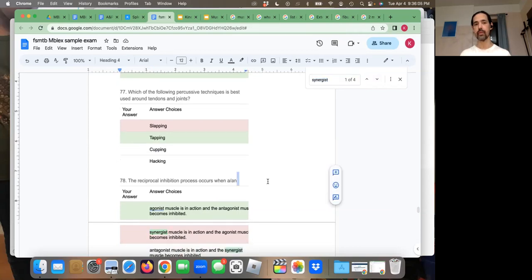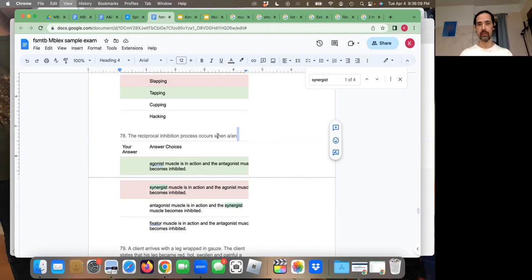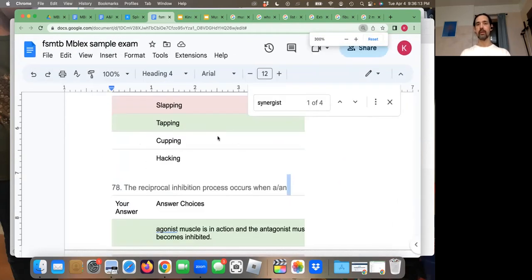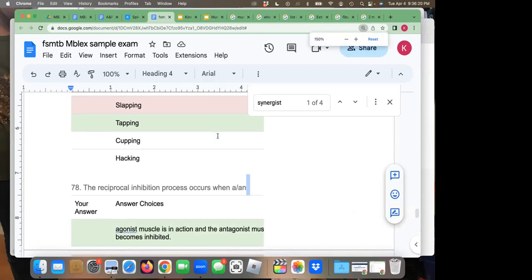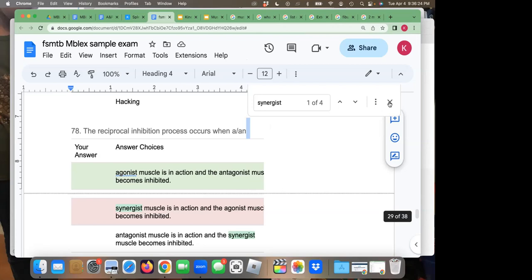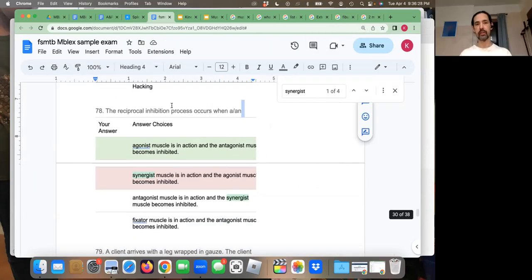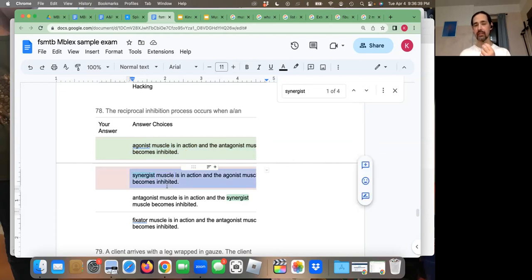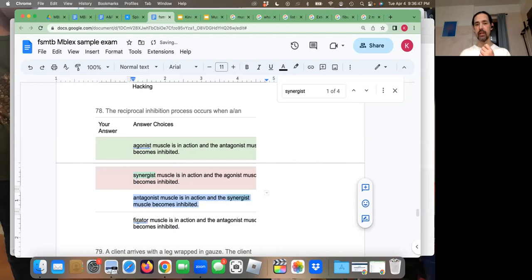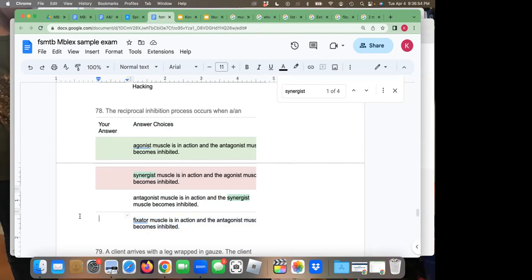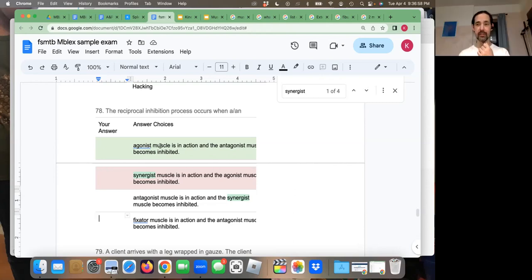The second one, the reciprocal inhibition process. Let me make this a little larger. The reciprocal inhibition process occurs when an agonist muscle is in action and the antagonist muscle becomes inhibited; a synergist muscle is in action and the agonist muscle becomes inhibited; an antagonist muscle is in action and the synergist becomes inhibited; the fixator muscle is in action and the antagonist becomes inhibited. Which one? A. Can you read this for me, Mint?